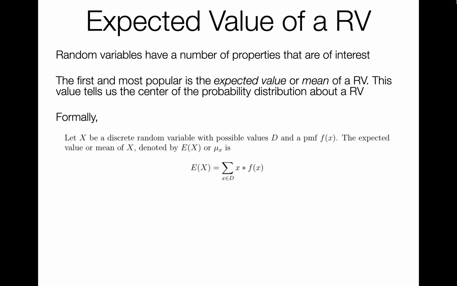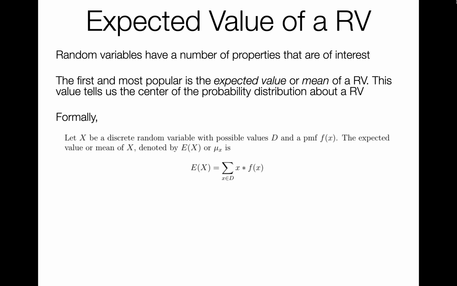But anyway, what is the expected value of a random variable? And this is a formal definition here. Let X be a discrete random variable, which is what we have, with D possible values. I don't know quite how many possible values there are, but I know there are D of them.